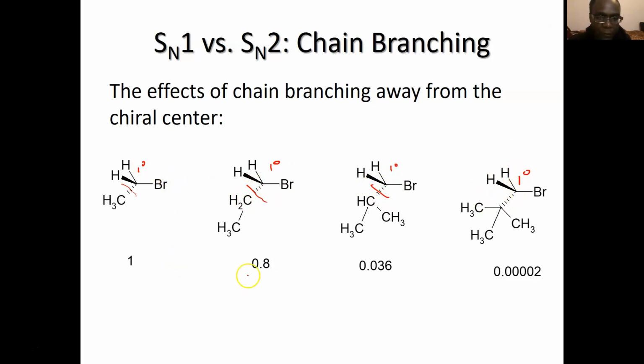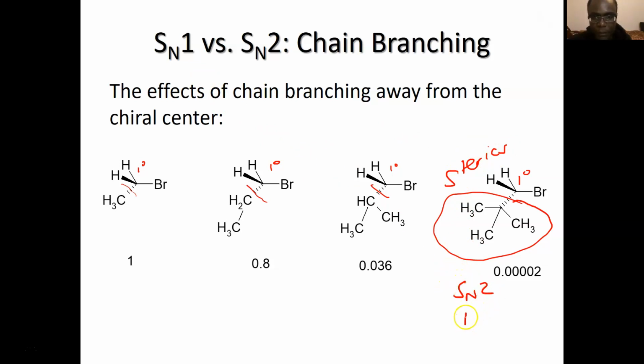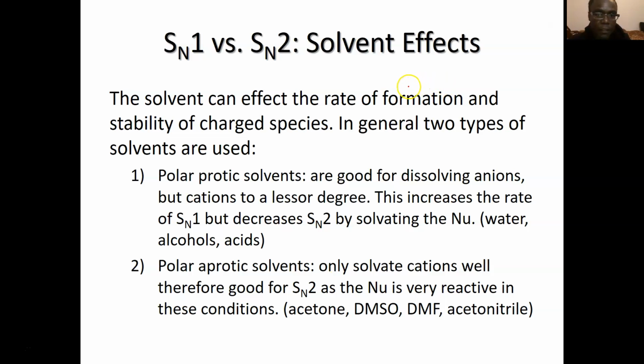They are all primaries, but the rates are different, because if you introduce a larger group onto the primary carbon, then you're causing sterics. Now, if you're causing sterics, what happens to SN2? So SN2 is hindered. All right. So if you branch off this group, you are creating more sterics or crowding, and the SN2 will be hindered, judged by these rates of reactions. Next effect we'll discuss is solvent effects.